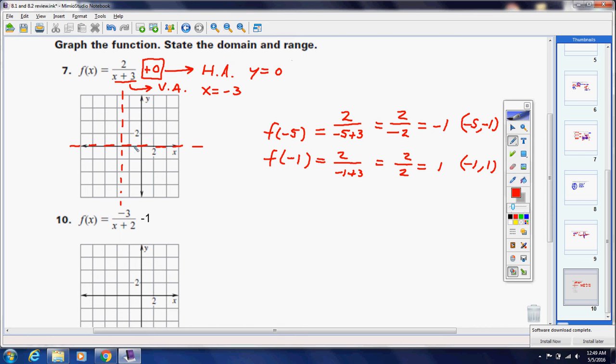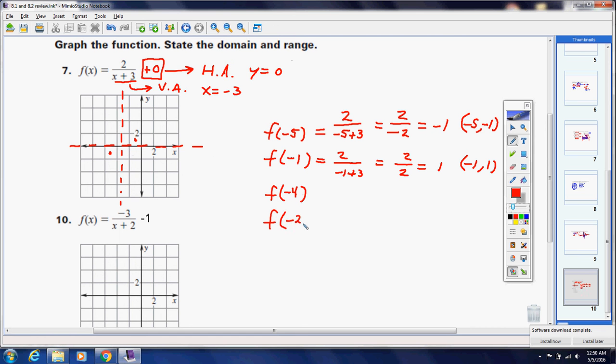So 1, 2, 3, 4, 5. There's negative 5, comma, negative 1, about right there. Our graph has to go through that point. And our graph also has to go through negative 1, comma 1, so right there. Let's try one more point. Let's try f of negative 4. And let's also try an x value of negative 2.